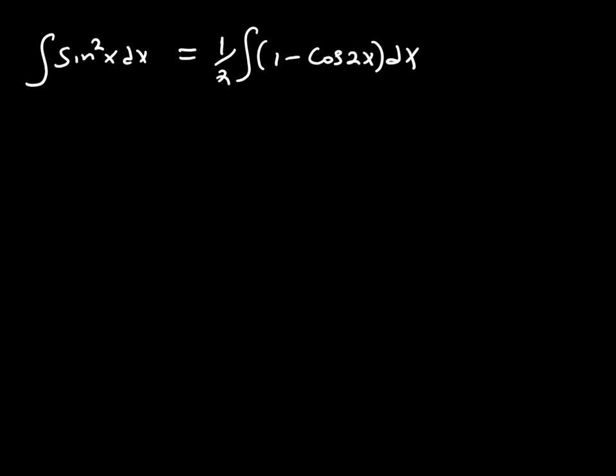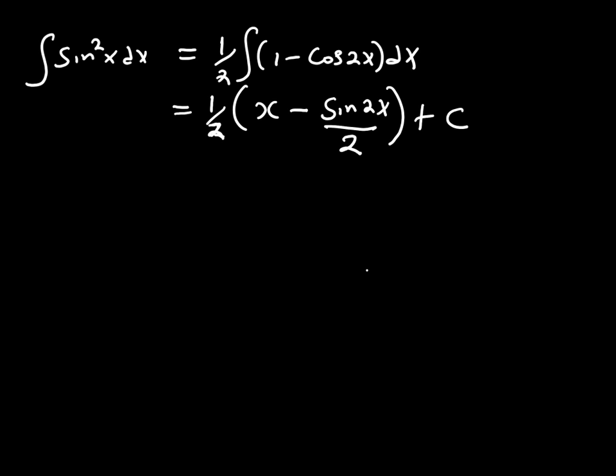Okay, let's now integrate. When you integrate 1 with respect to x, you get x. And when you integrate a cosine, you get a sine of 2x. But remember, we have just said that we differentiate the angle and divide by the derivative, then plus a constant of integration. We can write this as x over 2 minus sine 2x over 4 plus a constant of integration. And we are done.